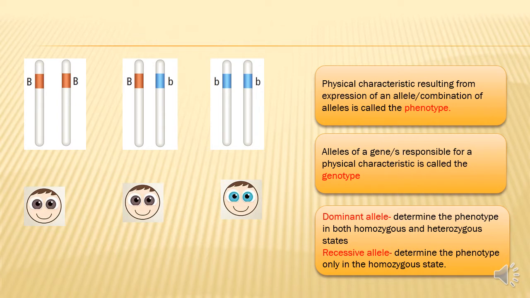And usually, dominant alleles determine the phenotype both in the heterozygous state and the homozygous state. And the recessive alleles will determine the phenotype only in the homozygous state. Because when the recessive allele is present with the dominant allele, the effect of the recessive allele will be masked by the effect of the dominant allele.